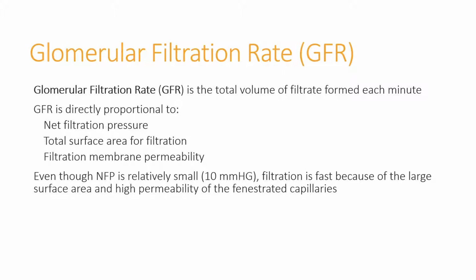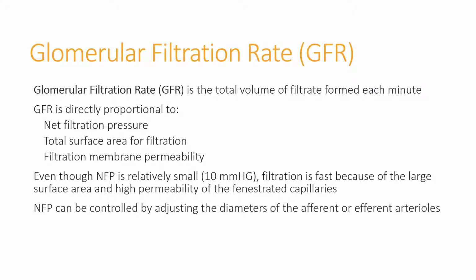Even though our net filtration pressure is relatively small, only about 10 millimeters of mercury like we saw before, filtration is fast because of the large surface area that the glomerular capillaries have and the high permeability of the fenestrated capillary walls. This net filtration pressure is the number one thing that really controls glomerular filtration rates. This net filtration pressure can be controlled by adjusting the diameters of the afferent or efferent arterioles that are taking blood into or away from the glomerulus, respectively.